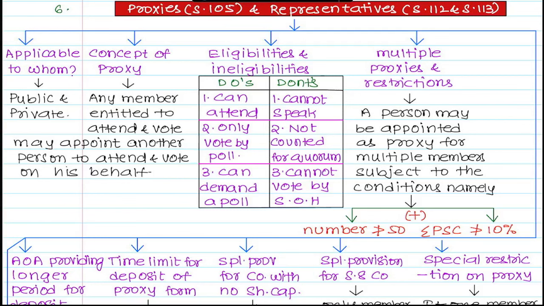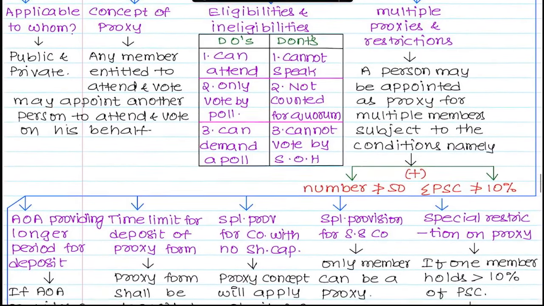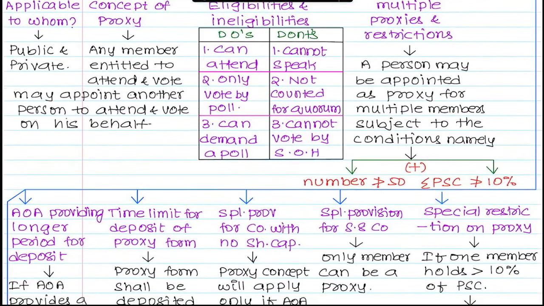Any person who will attend the meeting in order to vote for him on behalf of another. On behalf of another, it's called a proxy. This is a point. Next one. Very, very, very, very important for the exam. Expected also for MCQ. What is it?